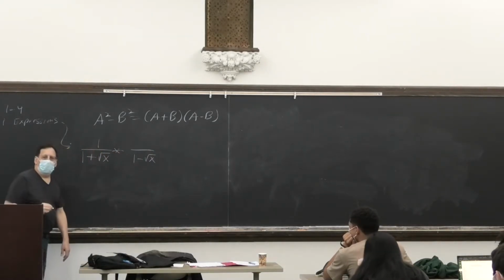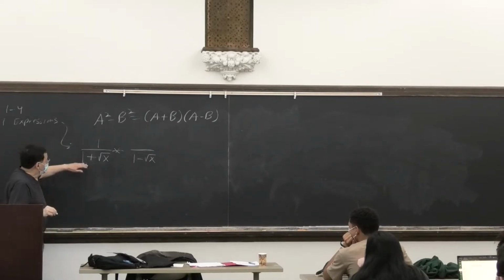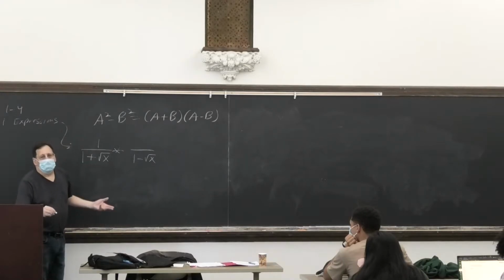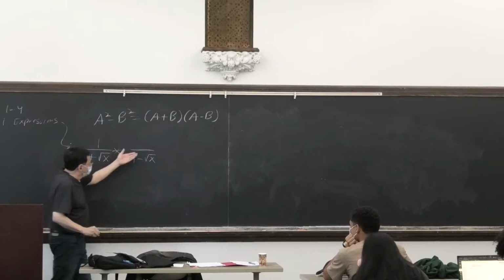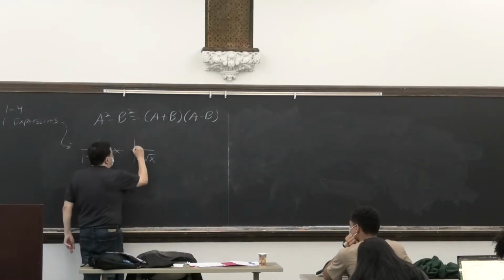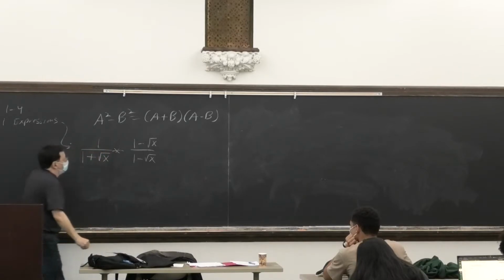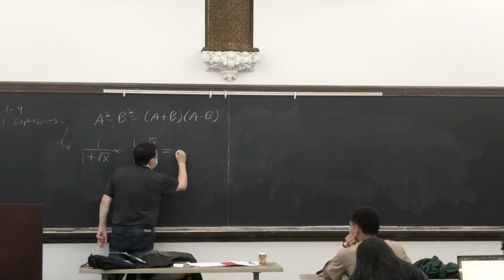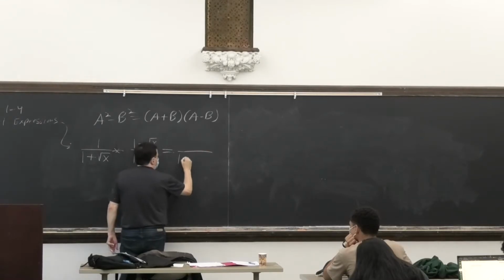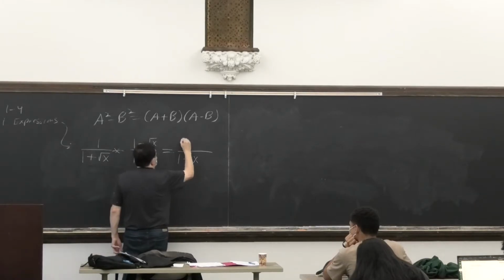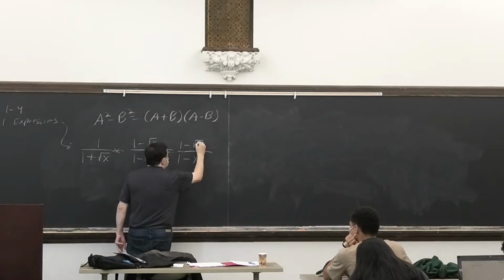Why are we going to do that? Because we know we're going to end up with this squared and this squared. That's going to get rid of the radical in the denominator. Of course, you can't just put anything up here. You have to put 1 minus x. So in the denominator, we get 1 minus x. In the numerator, we get 1 minus square root of x.